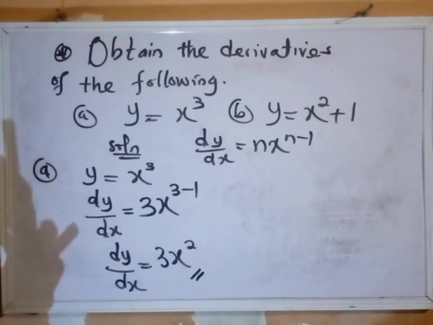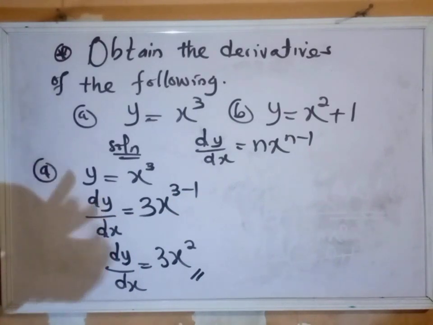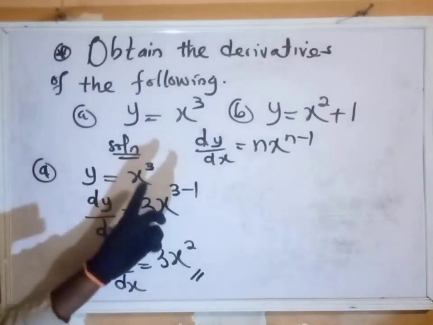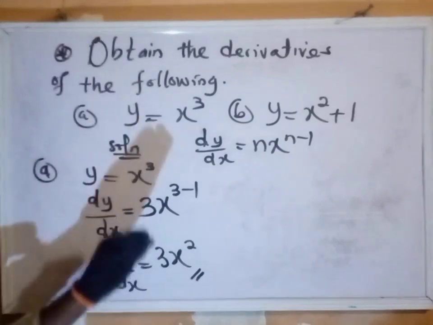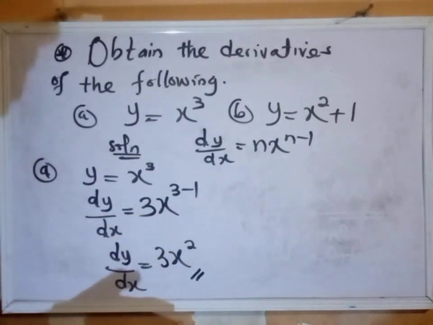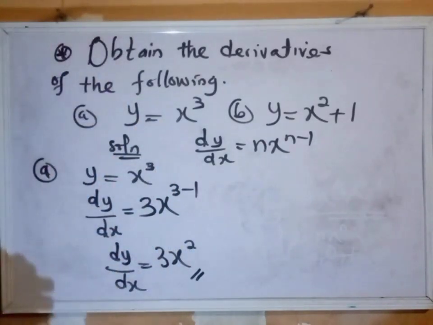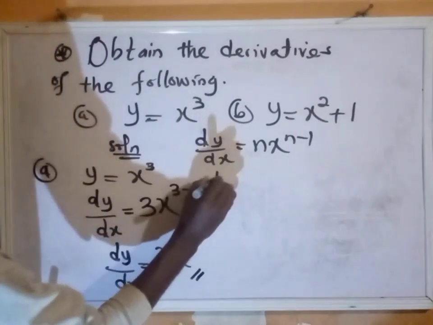How do you know that you have differentiated this? Because the initial power of this particular variable is 3. Then after you differentiate it, it's reduced to 2. Which means differentiation has taken place. Now let's see the second one.